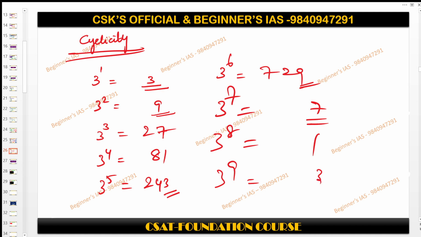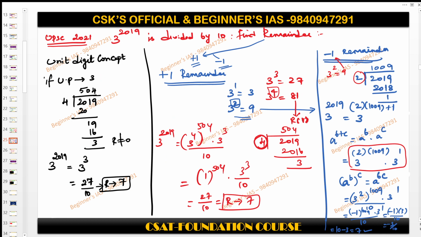So this is the thing. Here the cyclicity for this question, since the base is 3, the cyclicity for base 3 is 4. Understood? This is why we need to divide by 4, the power by 4, since the cyclicity is 4. So the unit place concept also applies.